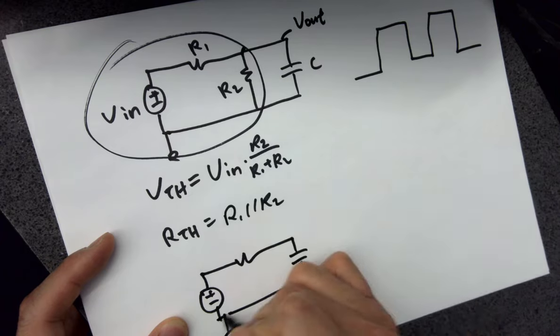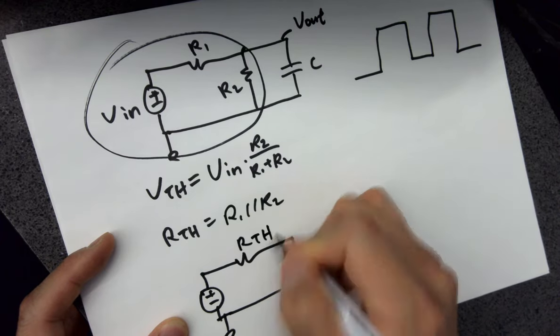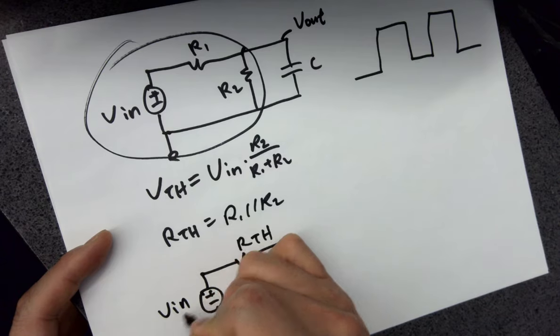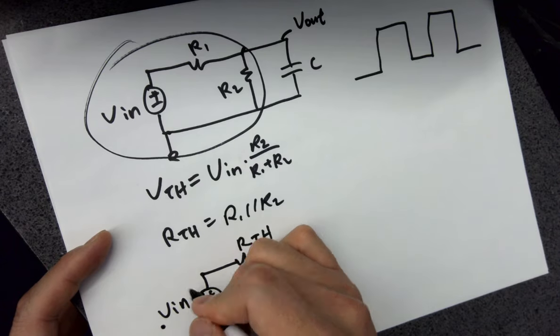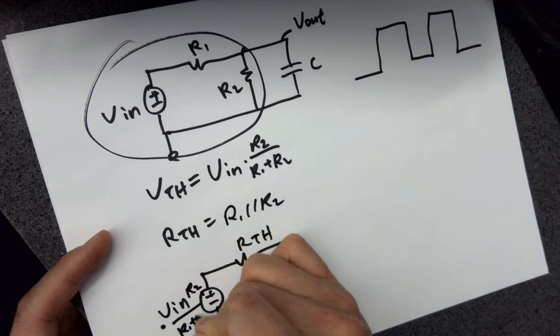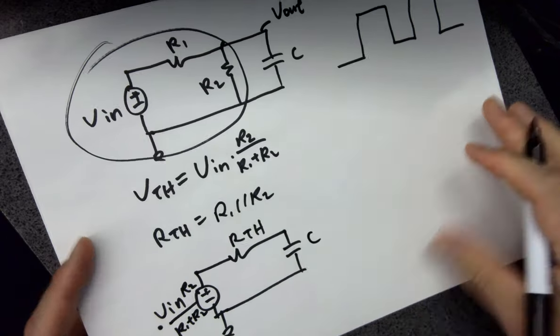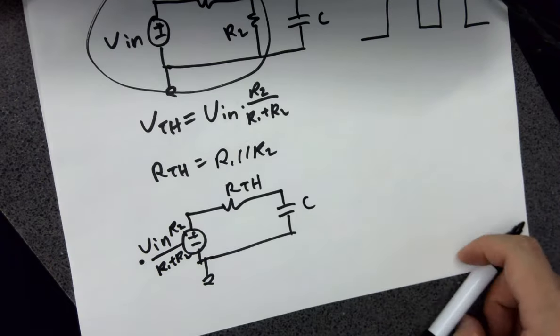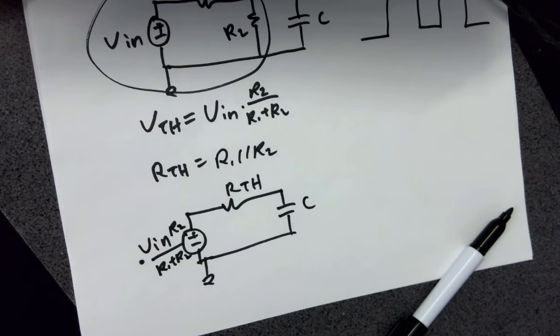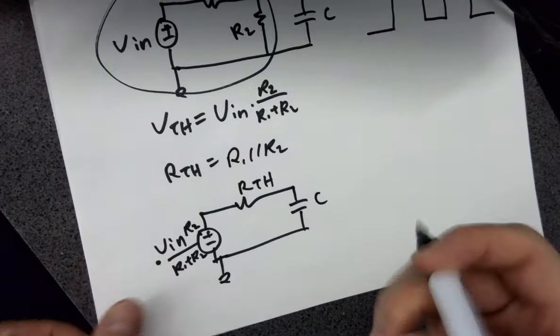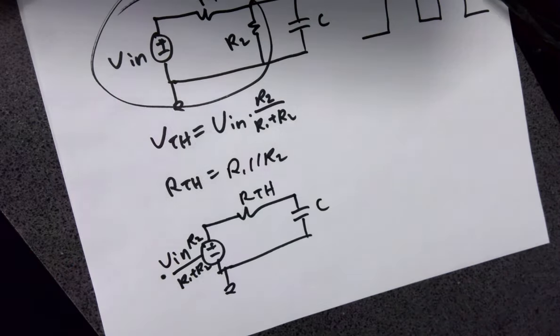Okay, so we can convert this part of the circuit to this. Ooh, this looks way better. That's V in over what? Oh, V in R2 over R1 plus R2, because that's VTH. That's C. Okay? Now what's the time delay? Easy, right?